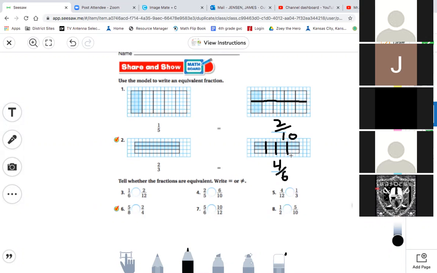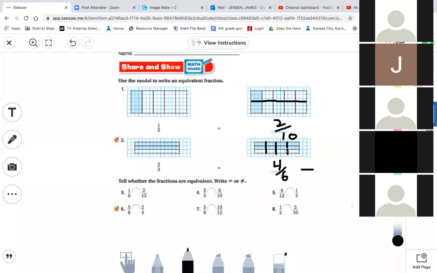Now how many parts do we have, Daniel? 4. No. Count them all. 1, 2, 3, 4, 5, 6, 7, 8, 9, 10, 11, 12. We got 12. And how many of the 12 are colored in? 1, 2, 3, 4, 5, 6, 7, 8. So we say 8/12, right? So that's another way. Can we see even another way we could do this?